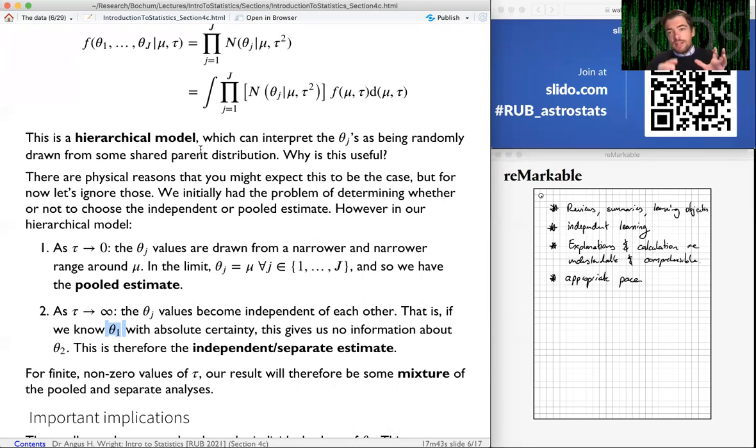And that means that you have both of these previous models present in this setup, and you can take values of tau between those two limits of 0 and infinity, and what you end up getting is some mixture of the result that you would get with the pooled estimate and the result that you would get with the individual estimate.